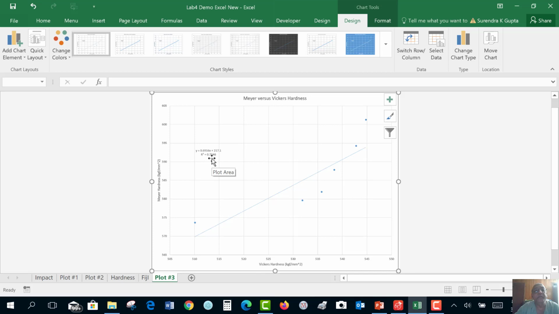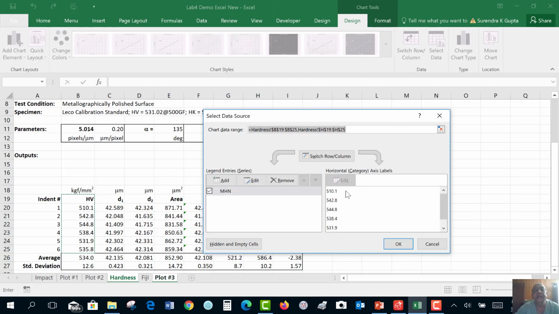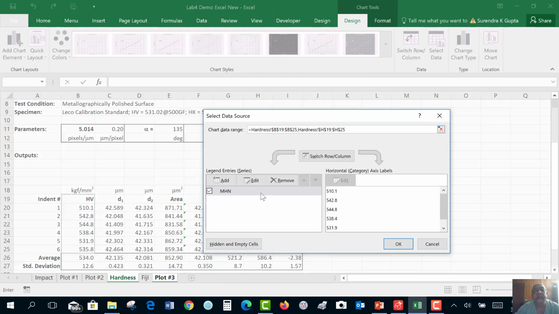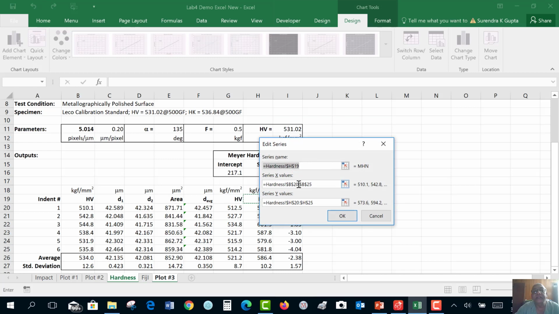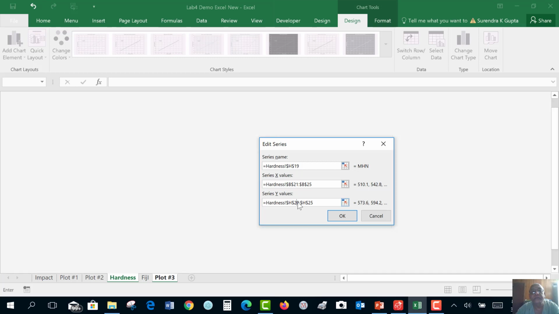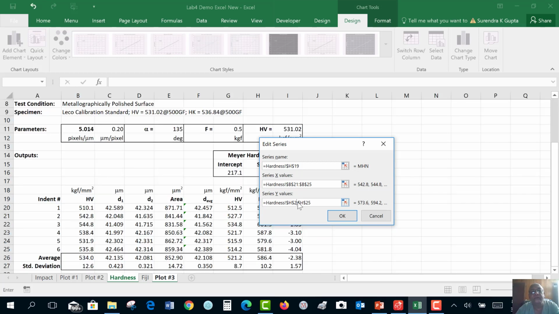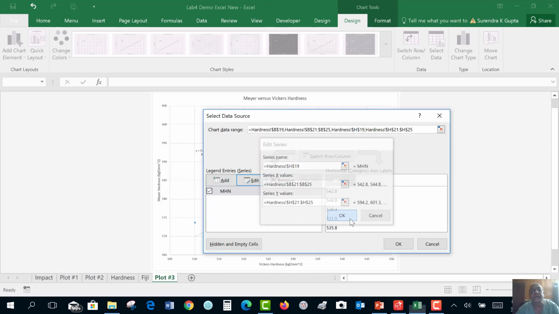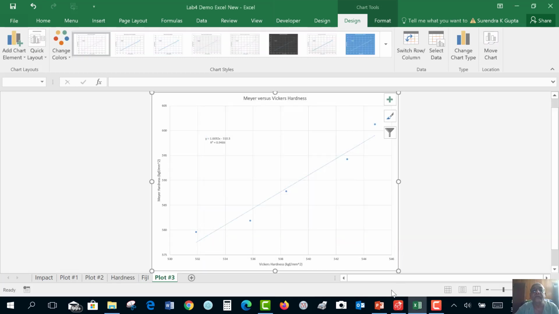It has an R square of only 0.73 because I have this one point which is way outlier. So I can kind of play around with it. I can exclude this point. So I can go to select data, edit, and I can say ignore the first point. So I can start from row 21. And notice what a big difference it makes.